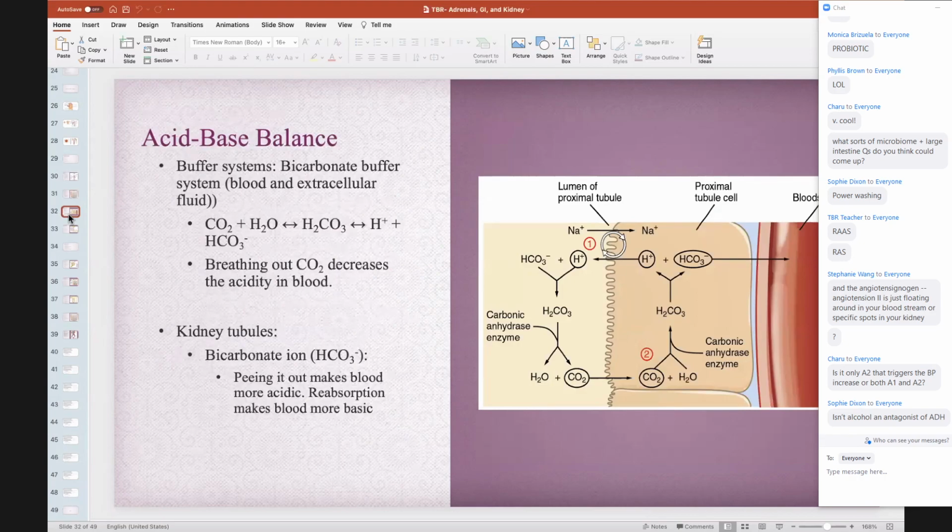But it also affects acid-base balance. So one of these things that we can either absorb or pee out is bicarb. If we pee out bicarbonate, we're peeing out a basic substance. So if we pee out all this bicarb, we can make our blood more acidic. If our blood is too acidic, rather than pee out the bicarb, we can choose to reabsorb it. So the kidneys can play a role in acid-base balance in either deciding to pee out or reabsorb bicarb.